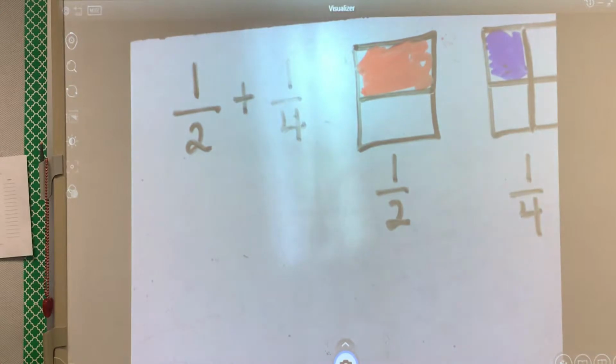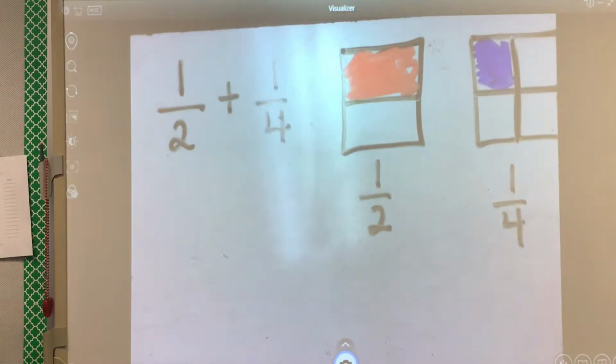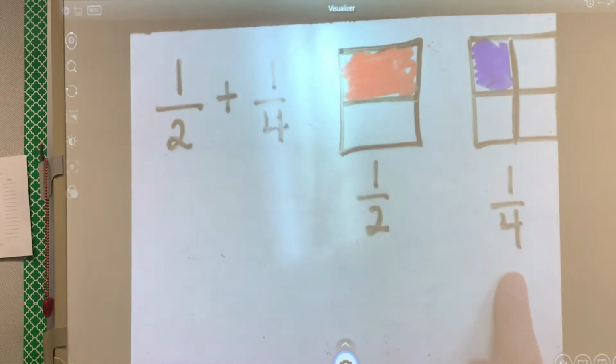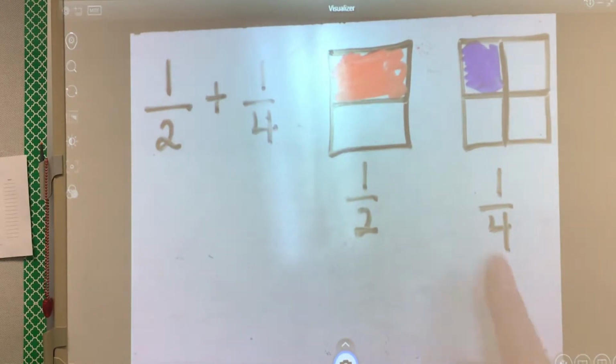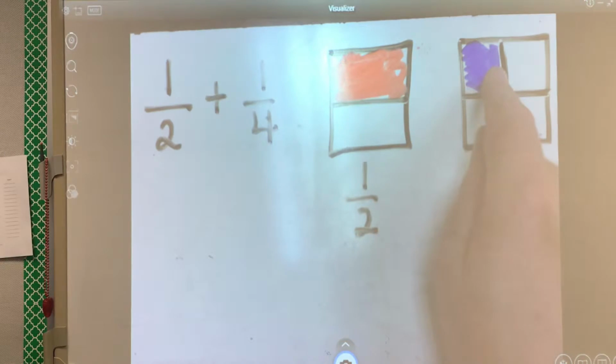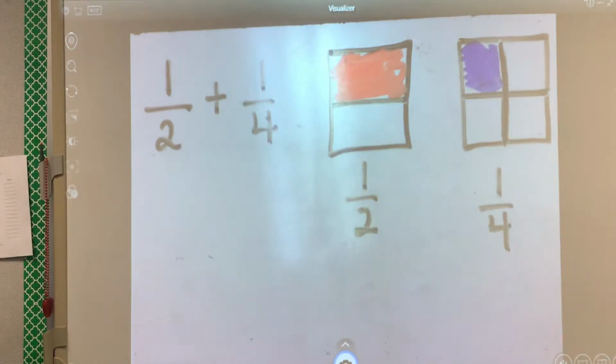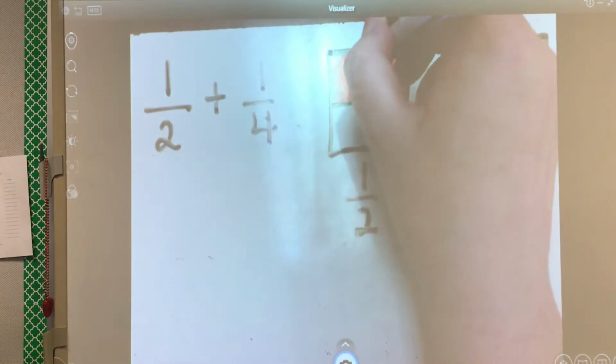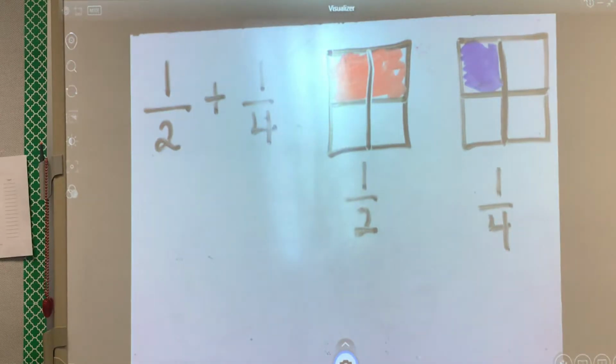Okay, so what I've basically done, and what we've talked about in class, we said that we can't add 1/2 and 1/4 together because they're not equal parts. This orange part is not equal to this blue part, so I can't add them together. So what I have to do is make some equal parts. And the best way that I can make equal parts is for both boxes to be divided into fourths. So now I've got equal parts.